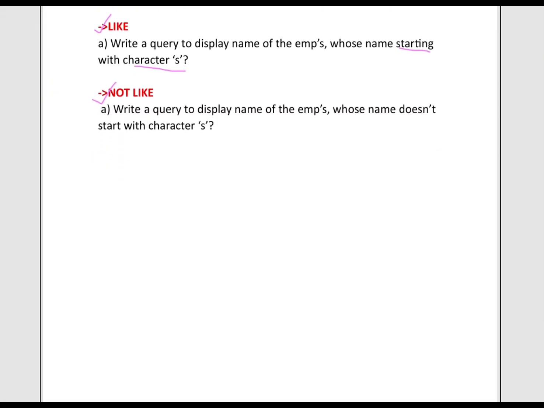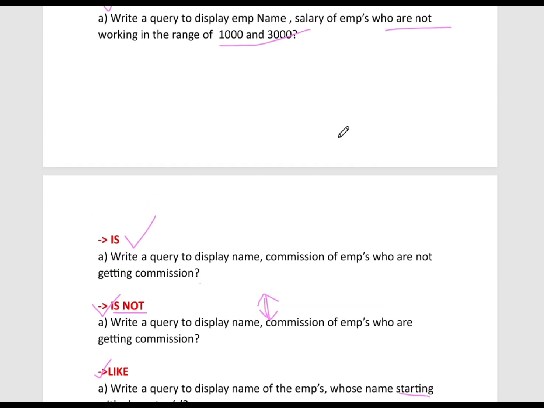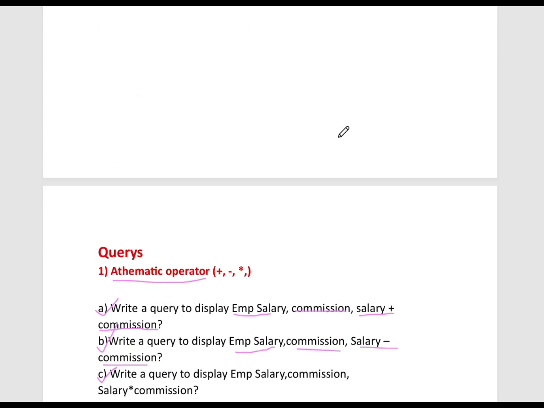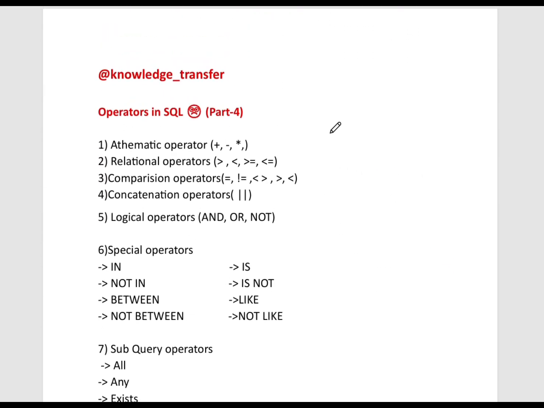Yeah, these are the operators in SQL. And in the next video, we will discuss functions. There are two types of functions, single-row functions and multi-row functions. And later we will discuss joins also. So these are the basic level queries and definitions.